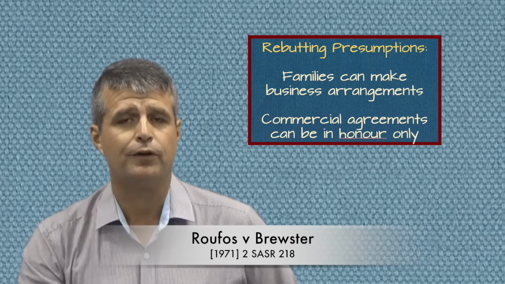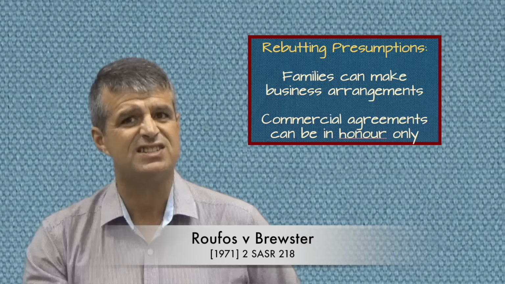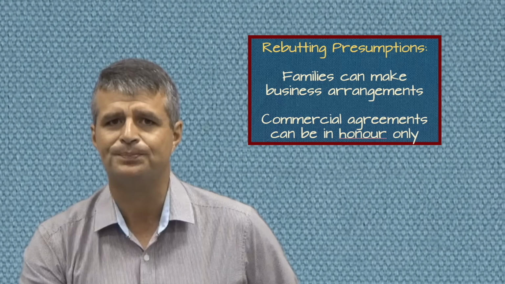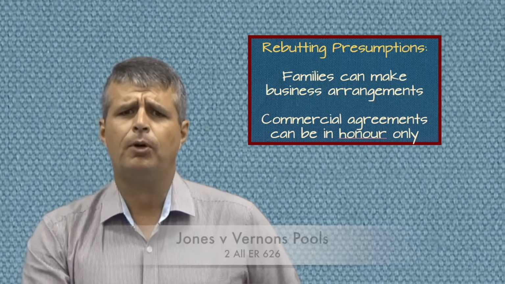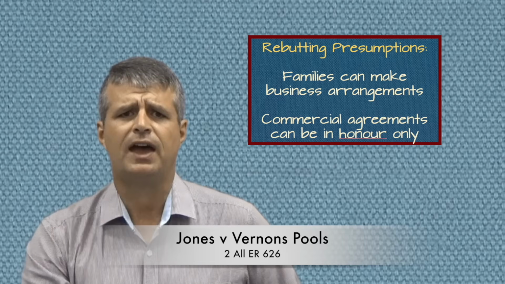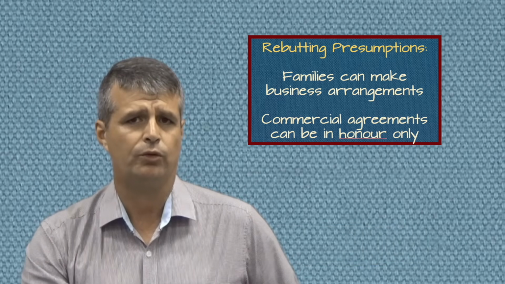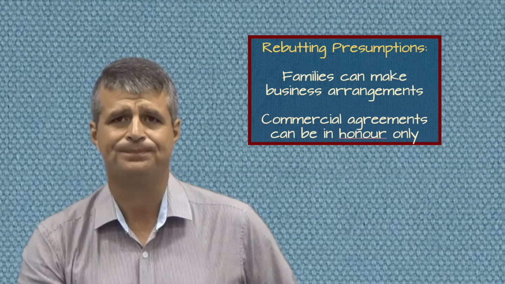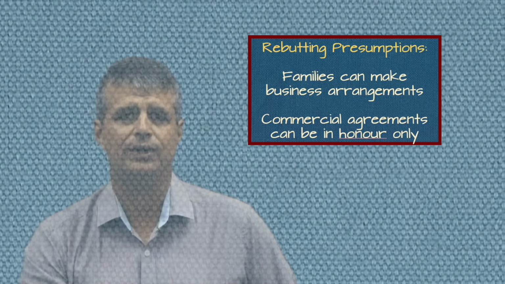Both of these presumptions can be rebutted. So it's possible for family members to make business arrangements and enforceable contracts among themselves. It's also possible for commercial agreements to contain what is called an honour clause, which states that the agreement is merely an agreement of honour and is not enforceable in the courts.